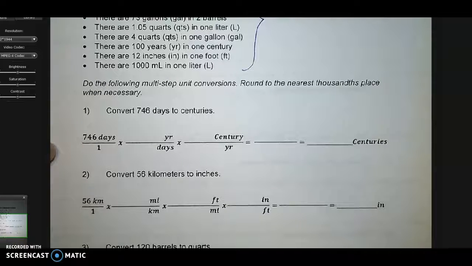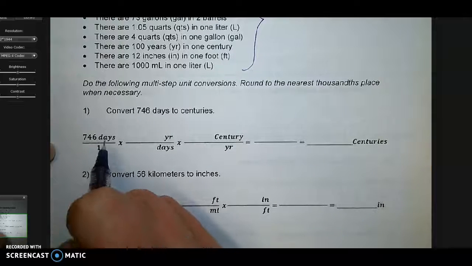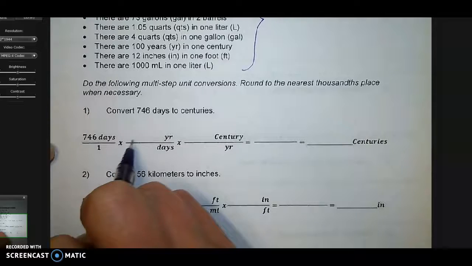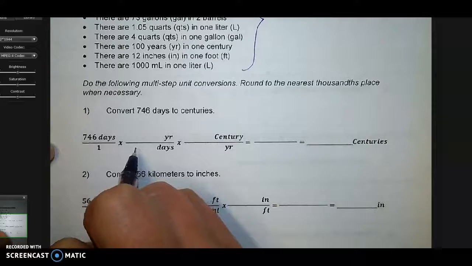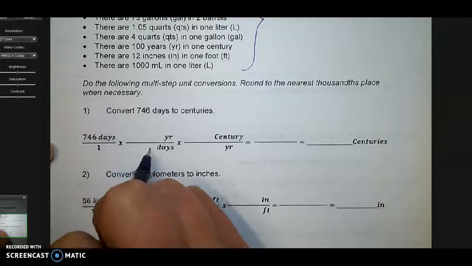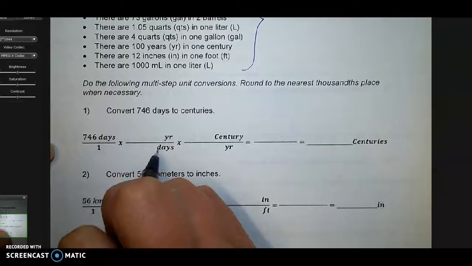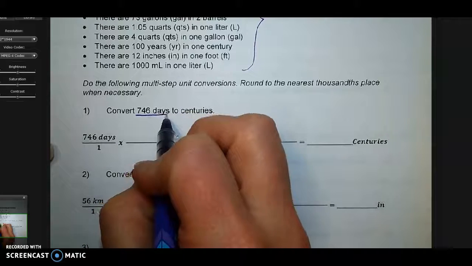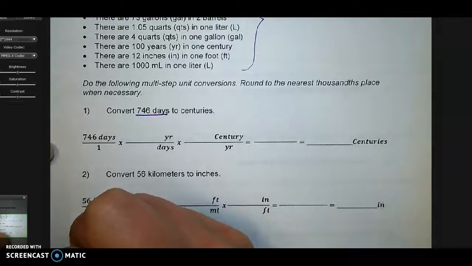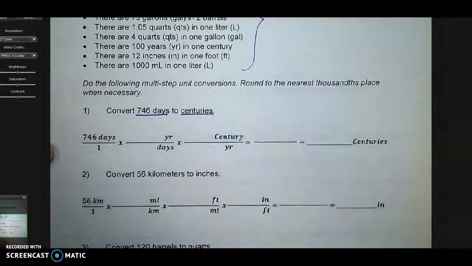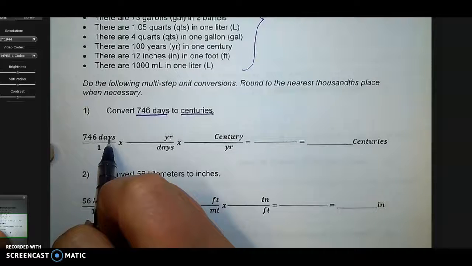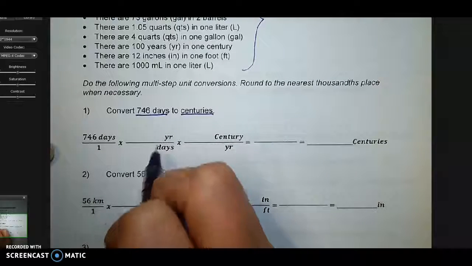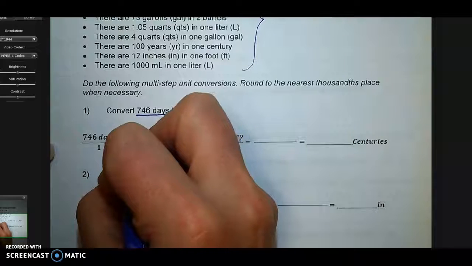And what we're going to do is when we multiply fractions, remember we can cross-reduce, and we're going to cross-reduce the labels. So if this is days, this has to be days so that they cancel out. Because in this example, I'm going to convert from 746 days to centuries. So I'm going to go from days, and I know how many days are in a year.